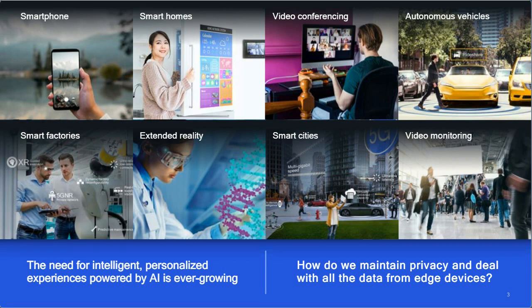I think it's important to start by just acknowledging how much AI has pervaded so many different applications. This is a sampling that you probably encounter in a lot of cases, where we can have interactions with our smartphone, our home, as we're doing video conferencing here today, of course, all the way to what's happening in infrastructure with cities, video monitoring, and so forth. And the more that we deploy, the more there's a need for intelligence, for personalization, and you're building that into the experiences that are powered by AI. And as we do this, it's important to understand how best to scale this and how to maintain privacy as we deal with all the data at the edge devices.